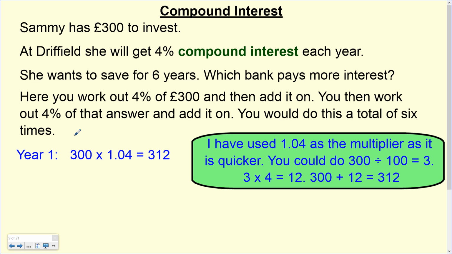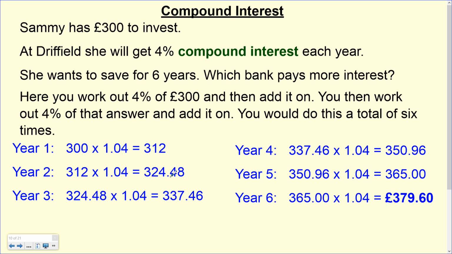So for year 1, we've got 300, and I've done times 1.04. I've used the multiplier because it's the quickest way to do this. You could do 300 divided by 100 to get 3. 3 times 4 is 12, and then 300 plus 12 is 312. But you can see that's 3 different steps of calculation. This here is one single step, and you've got to repeat that calculation over and over and over.